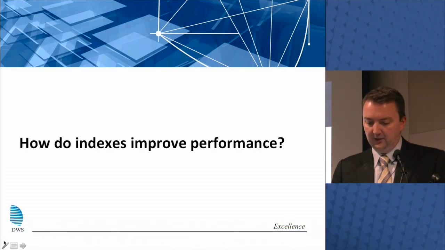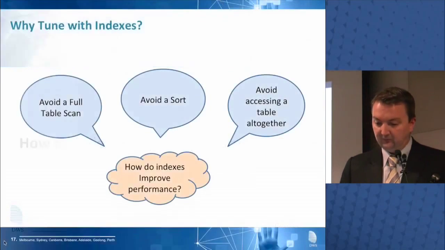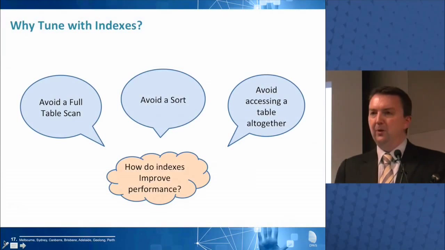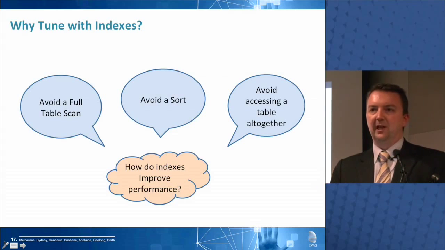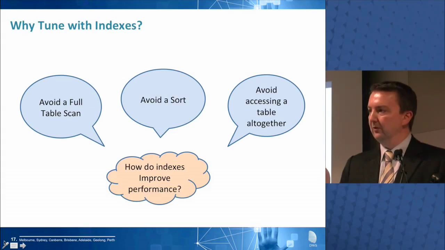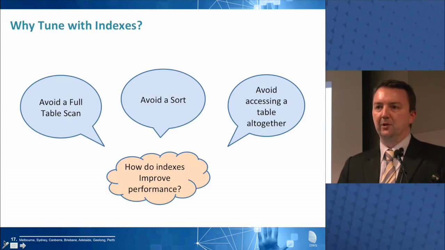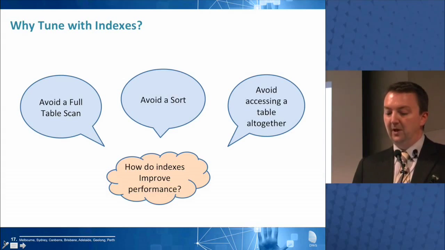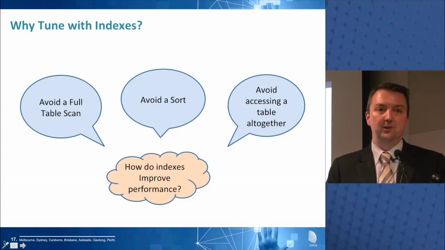Okay, how do indexes improve performance? This is the thing that took me about 5 years to work out. When we think of indexes, I usually think of only one purpose, and that is finding a particular row or a small number of rows, avoiding a full table scan. I've got a table with 10 million rows. I don't want to read all 10 million. I want a mechanism to go to just the row that I'm interested in, or just the few rows I'm interested in. And that's the first use of indexes, avoiding a full table scan.